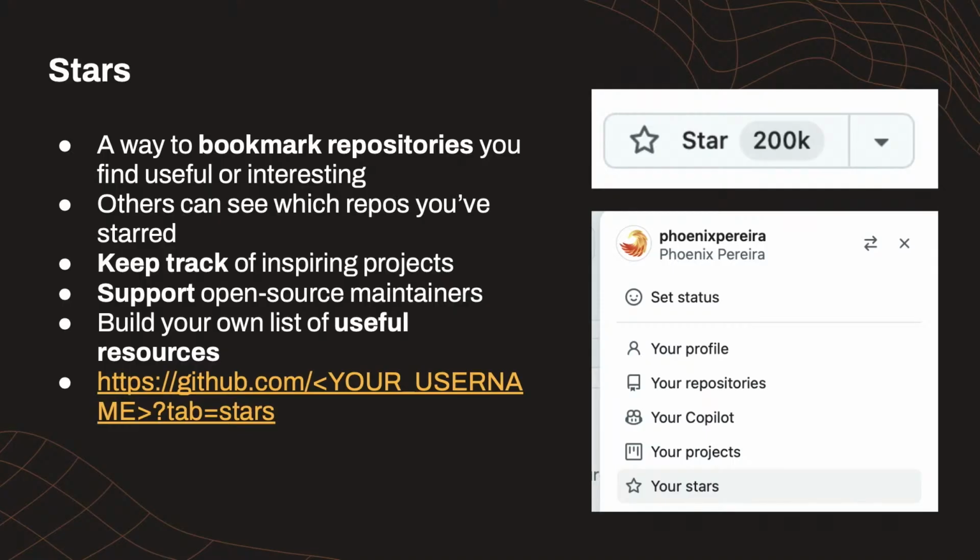For example, for SAP, you can use it for finding different code bases that might be useful to make your own project. Generally, in this format, your username and then the tab stars, so you can click on the right button, your user profile, and click your stars. And then if you go to a project, you can click the star button to actually star it.